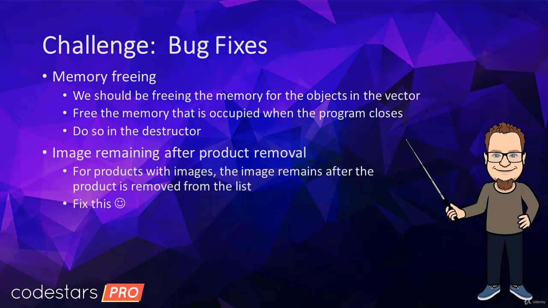A good place for this is probably the destructor, that is the method with the tilde in front of the class name. Since this is automatically called when the main window object is destroyed, this is a perfect place for this. And you may have noticed that when you remove an item, its image still remains, even if all the products are removed from the list. I'd like you to fix that too. So, pause the video and come back when you're done, or if you need some help.